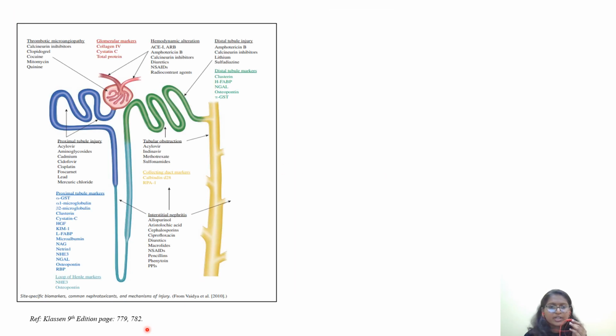Now overall, let's see. One picture we have taken from Clayson. We can go back and check on page number 779. Another diagram will come here. One more diagram will come on page 782.